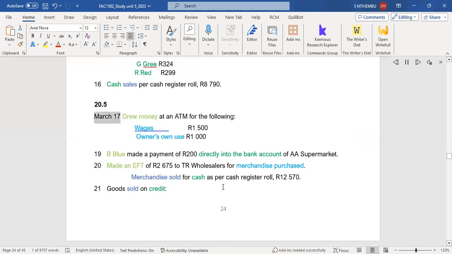20.5. March 17th, drew money at an ATM for the following. Wages, R1500. Owner's own use, R1000. B Blue made a payment of R200 directly into the bank account of AA Supermarket. Made an EFT of R2675 to TR wholesalers for merchandise purchased. Merchandise sold for cash as per cash register roll, R12570.